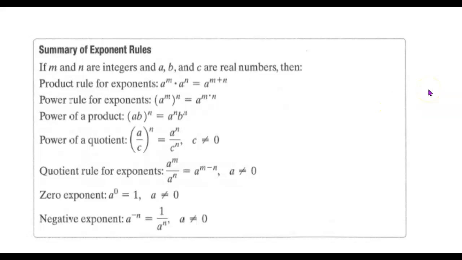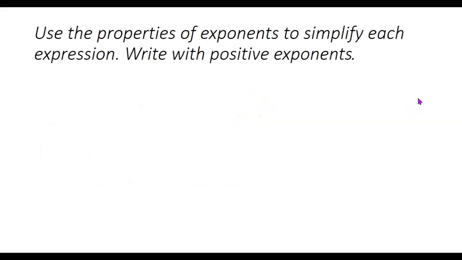So now some examples using the exponent rules. The directions are: use the properties of exponents to simplify each expression. Write with positive exponents. So our final answer shouldn't have any negative exponents in it, and if it does, we should rewrite it so that it involves only positive exponents.